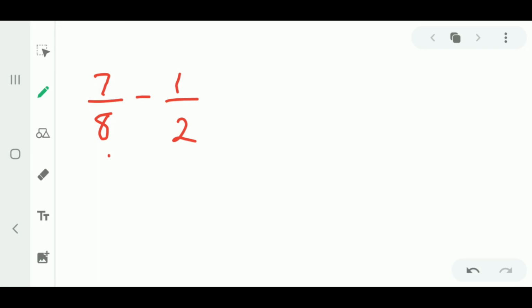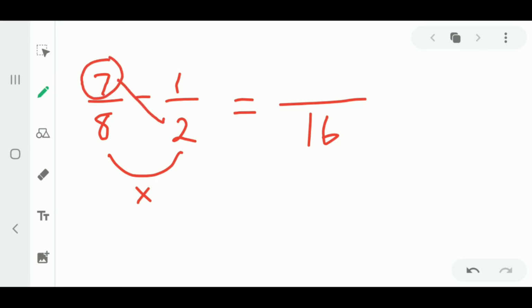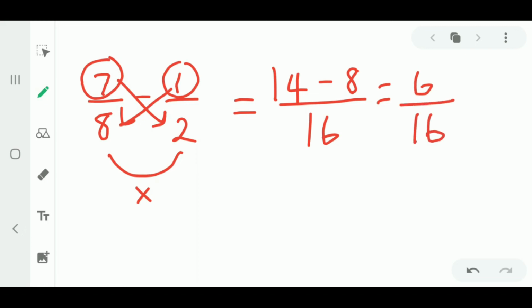Same rule applies. Multiply the denominators, we will get 16. Circle the numerator on the left first, multiply by the denominator on the opposite side. 7 times 2 is 14. We write back the sign that they gave us. Circle the numerator on the opposite side, multiply by the denominator on the other side. 8 times 1 is 8. So 14 minus 8 is 6, and we have 16 in the denominator.